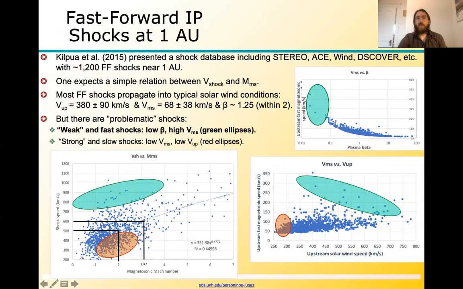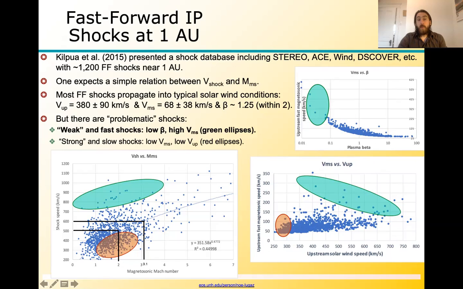So let's start with fast forward shocks at 1 AU. Emilia Kilpua and our group from the University of Helsinki have developed a database of shocks measured near 1 AU, including STEREO, ACE, Wind, and Discovr, with well over 1,200 fast forward shocks right now. It lists the shock speed and the Mach number, and we would expect a relatively simple relationship between the shock speed and its Mach number, which is typically derived from the shock speed. And it is actually true. You can see in this graph, showing for about 1,000 shocks, Mach number versus the shock speed.